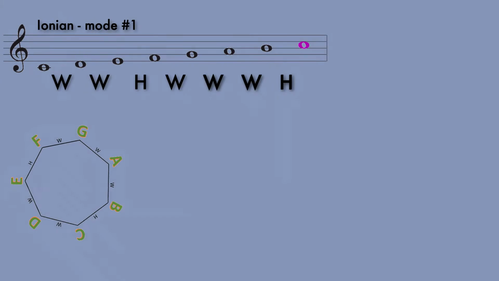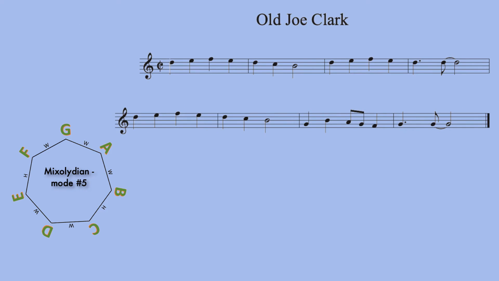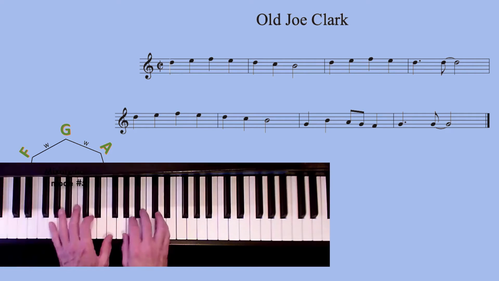The fifth mode, Mixolydian. It's a great mode for the blues and other folk styles. This piece is an Appalachian folk song called Old Joe Clark, and I'll play it in G Mixolydian, from G to G.